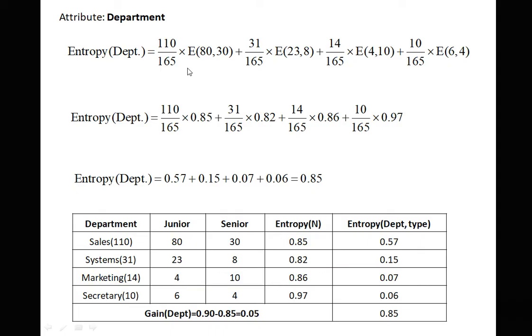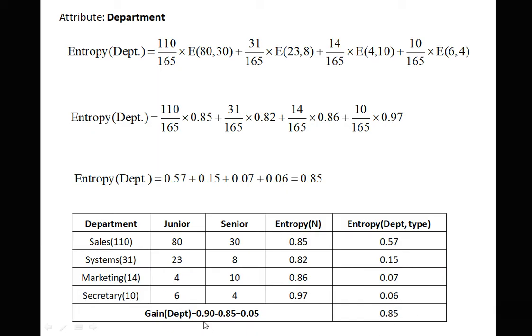Now the proportion of sales is 110, therefore 110 divided by 165 into the entropy, that is 0.85, and here 31, its proportion is 31 divided by 165, 14 divided by 165 and 10 divided by 165. So we are multiplying the particular proportion with that entropy to get the final entropy for that particular attribute. Now here we are getting the values as 0.57, 0.15, 0.07, 0.06 and the total is 0.85.